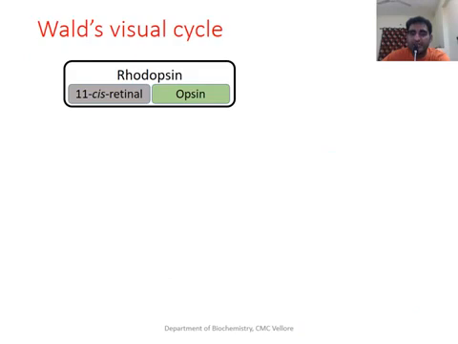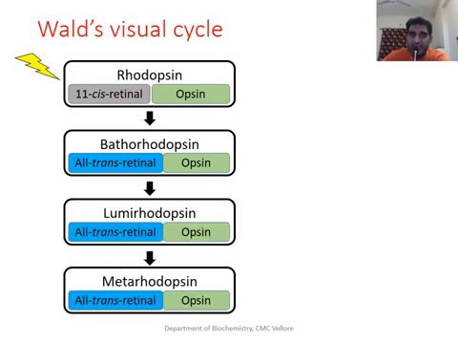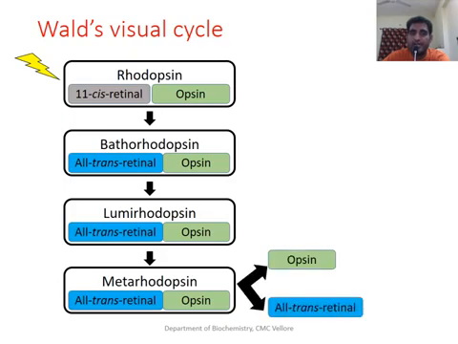The events that take place after rhodopsin gets activated by light are called Wald's visual cycle. When light falls on retina, the energy from photons converts 11-cis-retinal to all-trans-retinal. This activates rhodopsin and leads to conversion to several intermediates. In the end, opsin and all-trans-retinal are released.